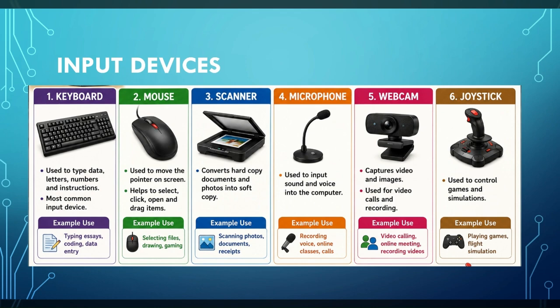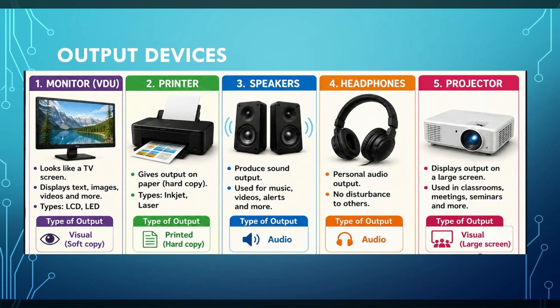Next, we have microphone, which is used to give input sound or voice to the computer. And next we have webcam, which is used to capture images or make videos, do video call or do recording. These all are the functions of webcam. Next we have joystick. The joystick is used to control games and simulations. See, joystick is basically used by gamers to play the game, to move left, right, or perform any other action in the game. So these are all input devices: keyboard, mouse, scanner, microphone, webcam, joystick.